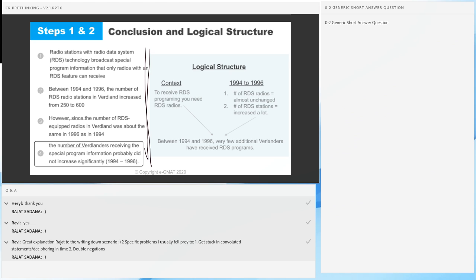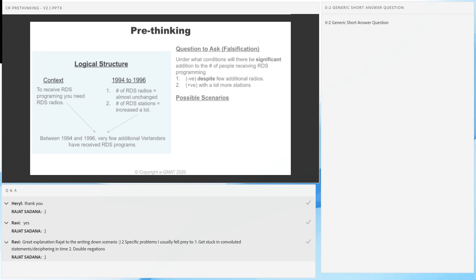All right, so let's build that logical structure. All the same four statements here. You have the context: you need a mated pair to receive RDS programming. From 94 to 96, the number of RDS radios, which means radios that people have, remained more or less unchanged. But the number of transmitting stations went up tremendously. And based on that, we have a conclusion that very few additional people received RDS programming. The number of people in 94 and the number of people in RDS, both remain more or less the same.